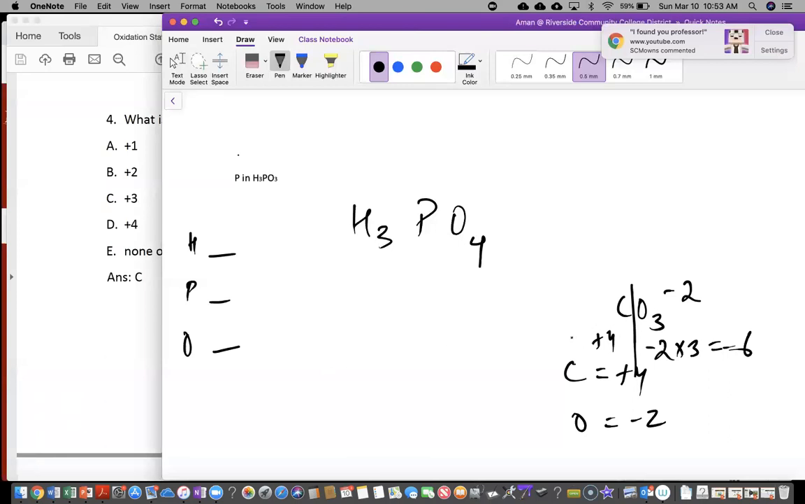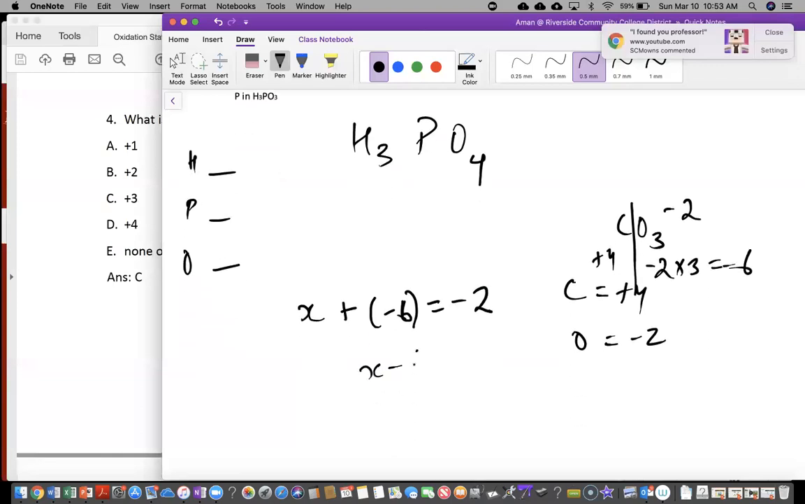Assume that carbon is X, okay? Carbon charge is X, plus the charge on the right-hand side, which is -6, is equal to the charge on the top, -2. So the idea is the charge on this side plus the charge on this side should be equal to the charge on the top. It's basically algebra, the easiest form of algebra. So X is +4.